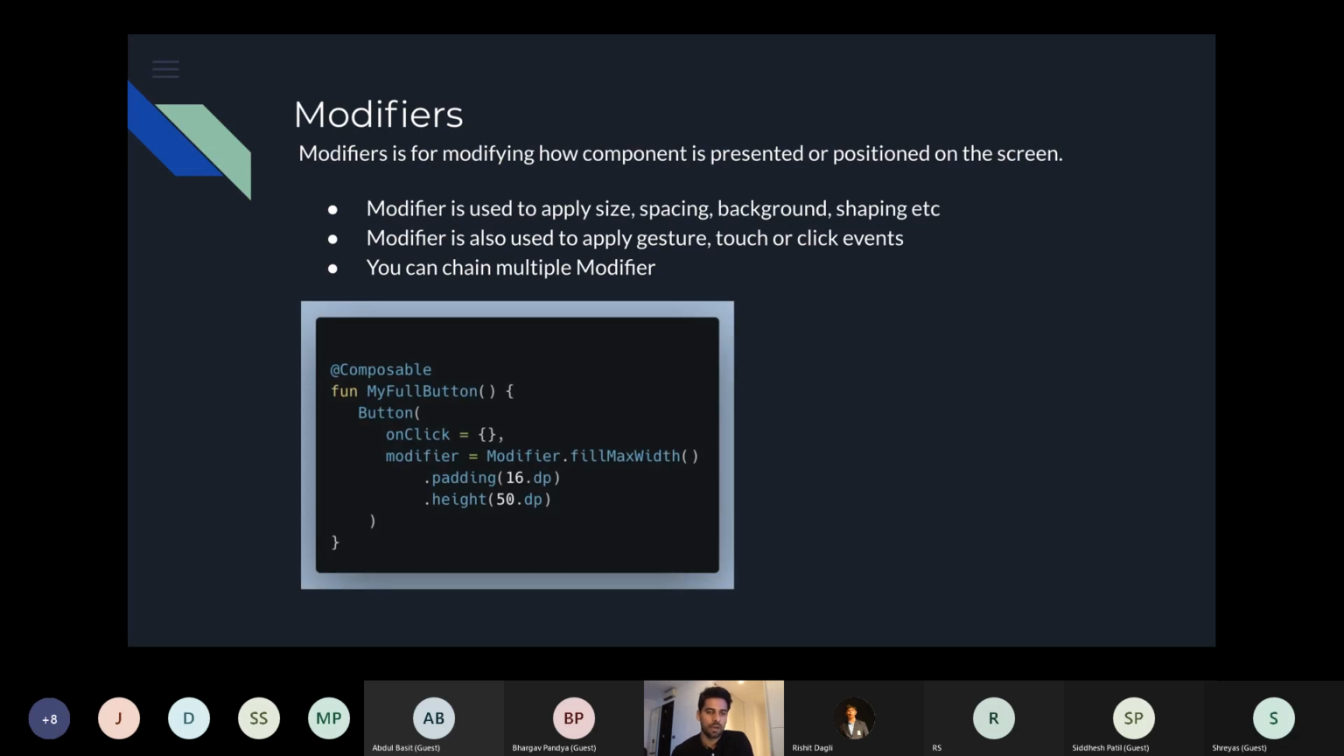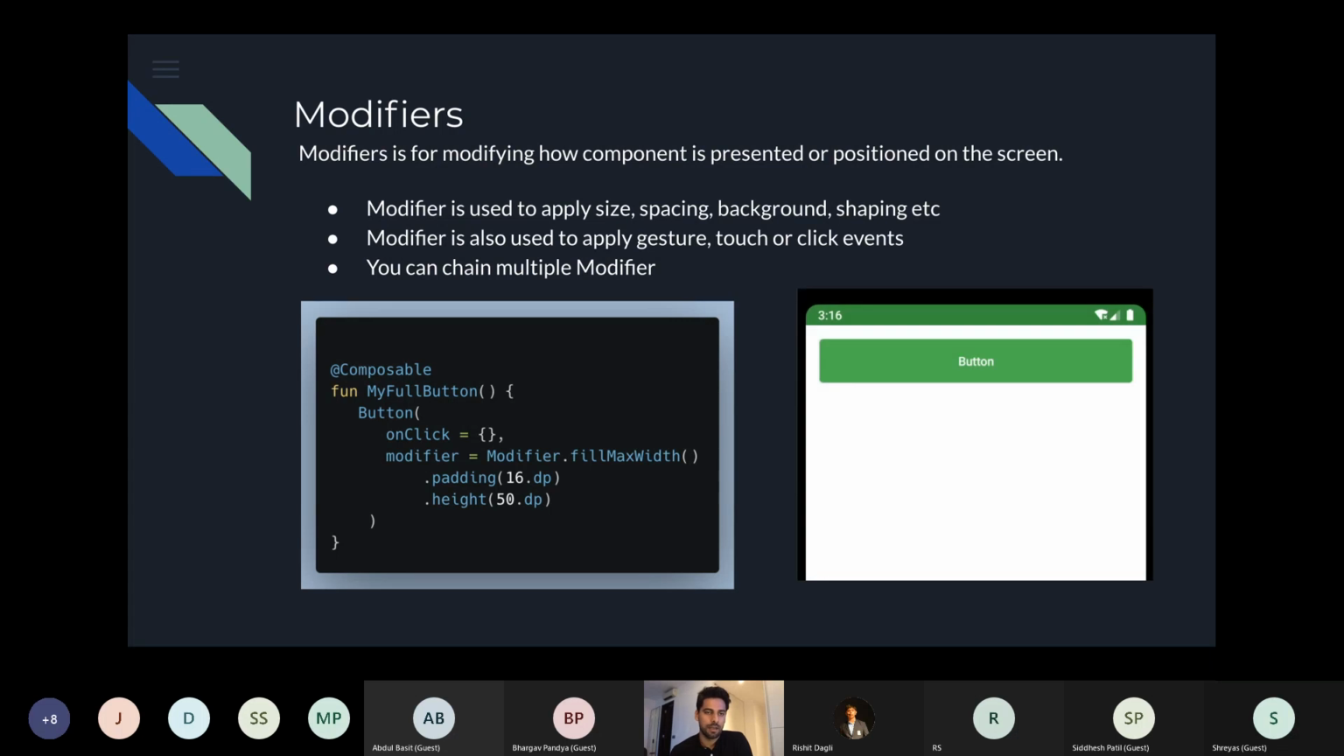If I do not apply any modifier to it, it will render on the top left where the Compose canvas starts. But if I say Modifier.fillMaxWidth, and then padding, and then define a height, now it renders the button like this on the screen. So modifiers are used to design or place our views in the canvas.